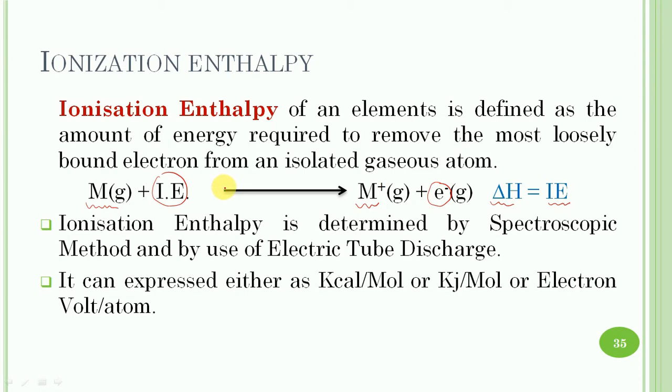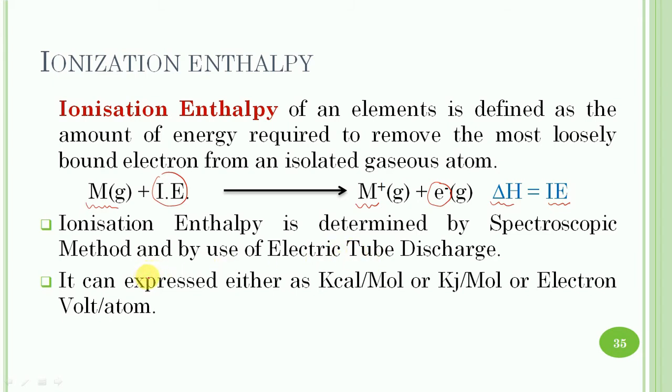The ionization enthalpy is also called ionization potential because it is used to measure the amount of potential needed to remove the most loosely held electron from a gaseous atom. The experimental value of ionization energy is determined by the spectroscopy method and by using an electric current of gradually increasing intensity through the vapor of the element in a discharge tube. So these are the two methods used for determination of ionization enthalpy.